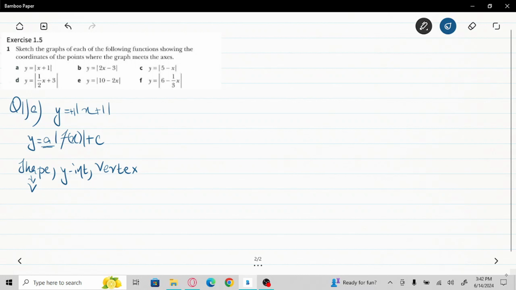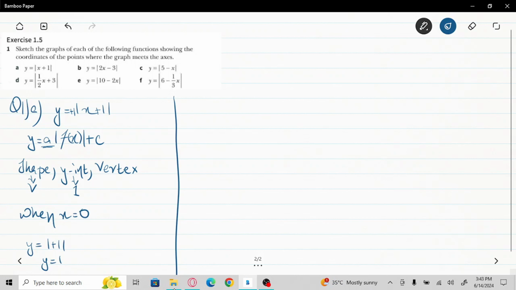Now second thing, we have to find the y-intercept. And when does the y-intercept come? It is when x is equal to 0. So when x equals 0, y is equal to +1. So again, y equals 1. So 1 is the y-intercept in this question. So y-intercept is equal to 1.